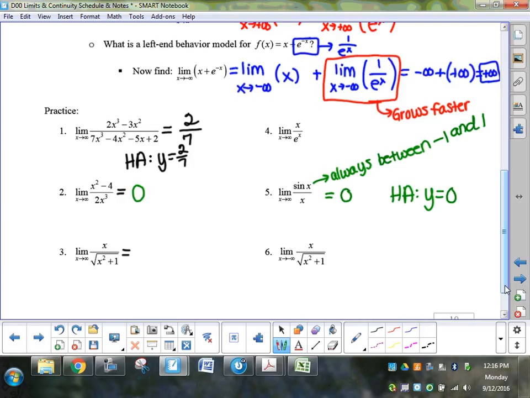Which side is growing faster? Which side has the stronger growth rate? The denominator. So again, it doesn't matter what the numerator is. Infinity cubed is going to be bigger than infinity squared. So this would have a horizontal asymptote, by the way, of y equals 0.